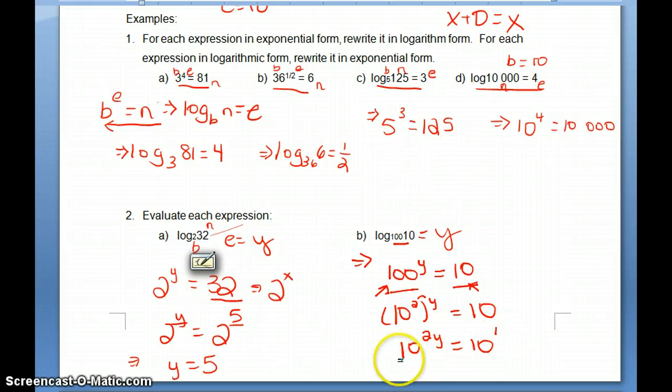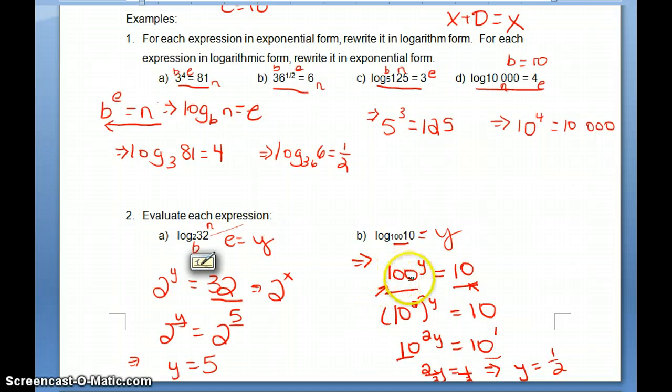So now that we have common bases, let's just look at those exponents. So we have 2y is equal to 1. I'm just going to keep writing over this way. So to solve for y, you're going to divide each side by 2. And what you find is that y is equal to 1/2.